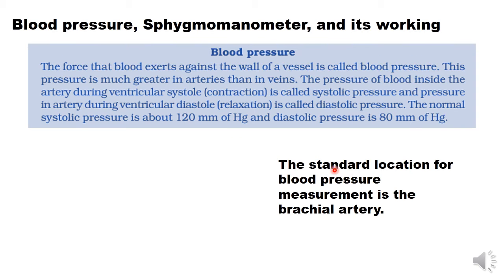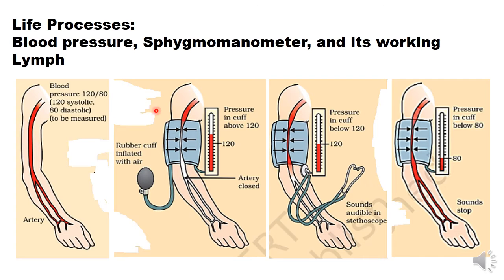So, the standard location for blood pressure measurement is the brachial artery. Let us see where it resides and where we find it. Now this is the brachial artery, and if you look at the turn of your elbow, you can actually feel the pulsation at the inner side of the turn of your elbow. Just 1 inch above the turn, you will feel the pulse of the brachial artery.